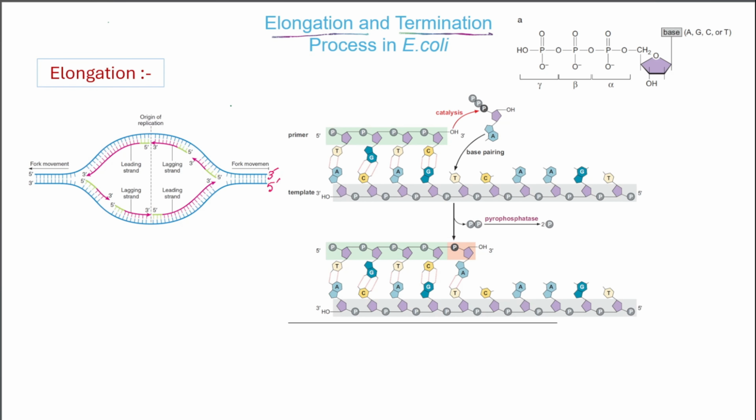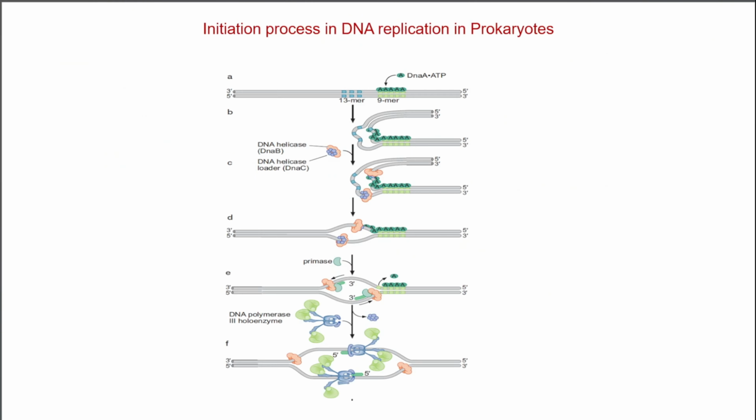Before starting the elongation process, let's quickly recap the initiation process. DNA replication starts at a specific site, that is the ORI site. This is the ORI site. An initiator protein like DnaA protein binds to the ORI site, and then helicase binds this ORI site and unwinds the DNA, and primase lays down the RNA primer. This sets the stage for the elongation process.